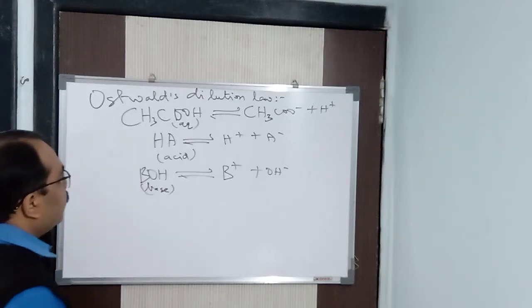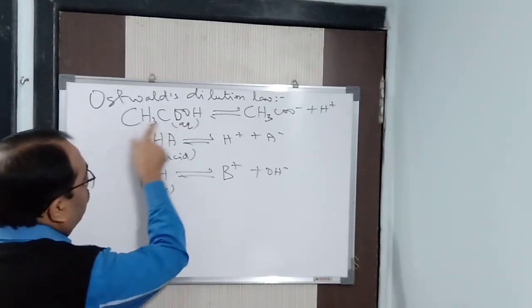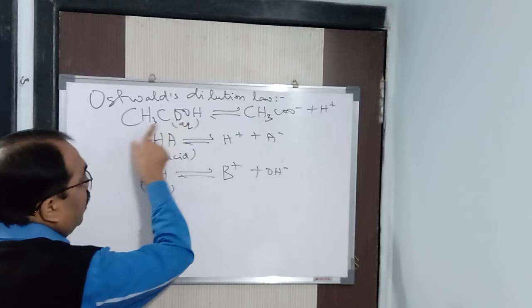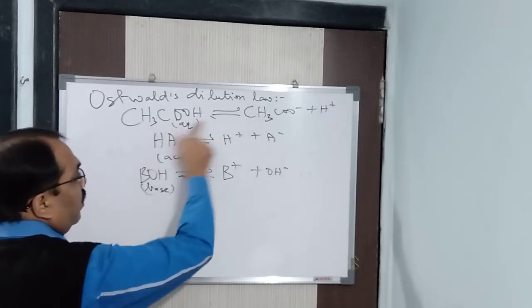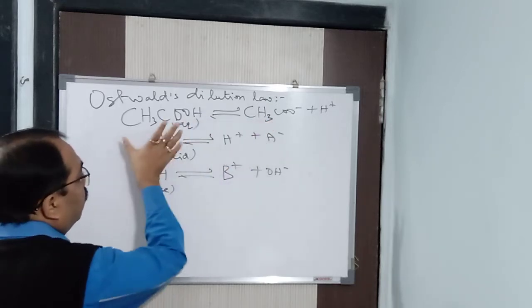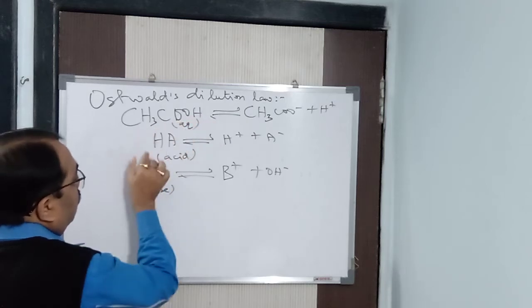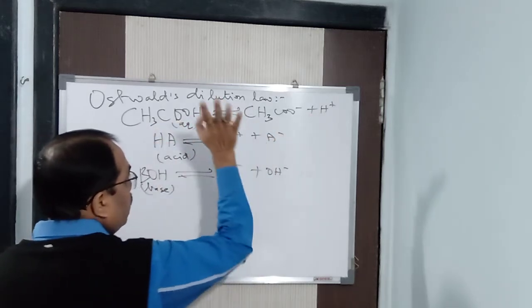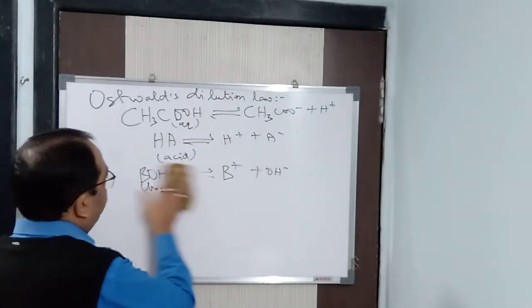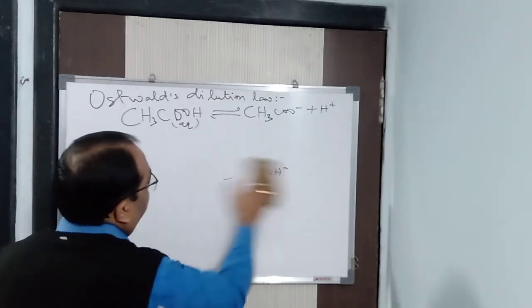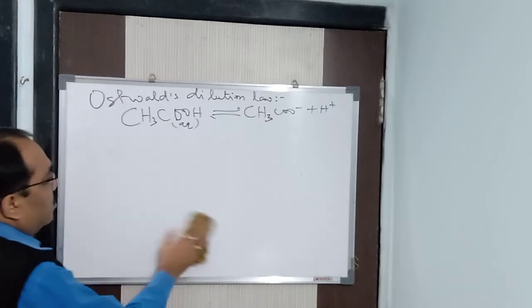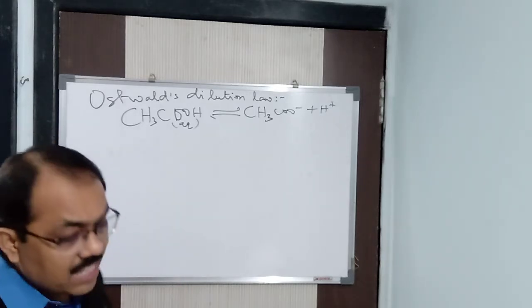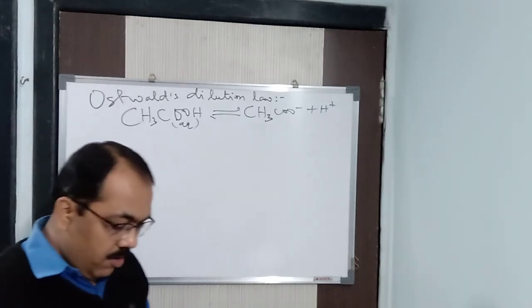Fine. Now I have taken one HA example in front of you, which you can see on the board. HA here is CH3COOH, H plus we got here, and A minus is CH3COO minus. I hope you understood. So in this way, it dissociates very feebly, because it's a weak electrolyte, a weak acid. It dissociates very feebly.